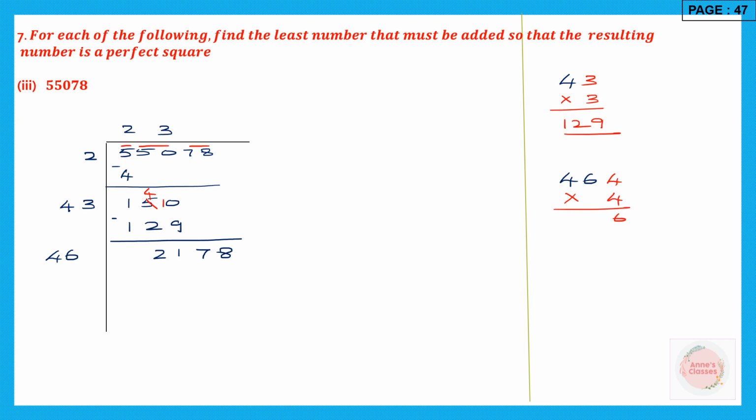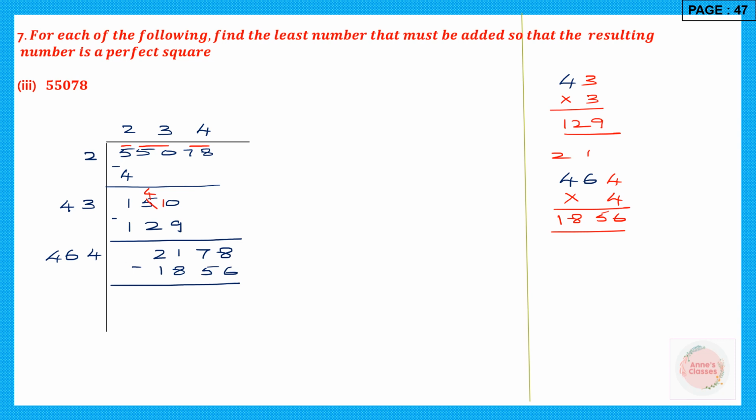4 fours are 16, carry 1. 4 sixes are 24, plus 1 is 25, carry 2. 4 fours are 16, 17, 18, 1856. Let's write it here. That means next to 46, I need to put the digit 4. So now I have 4. 464 into 4 is 1856. Now let's subtract both these numbers.